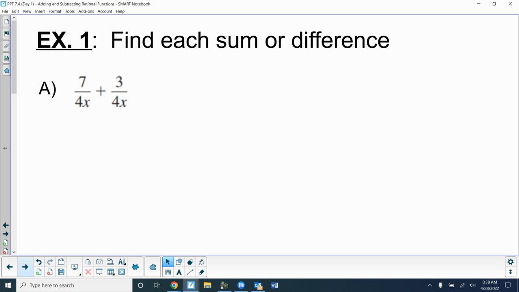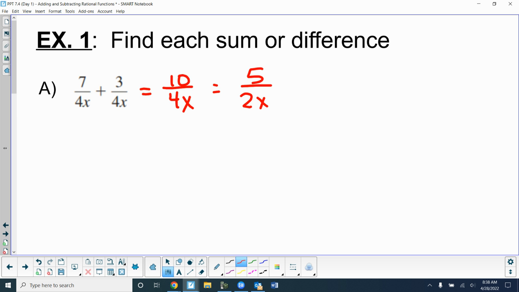You guys should know that from elementary school, right? So let's remember that. So what's this answer? Very good. 10 over 4x. 7 plus 3. Now, can you simplify that though? Yeah. What goes into 10 and 4? 2. So we should make that 5 over 2x. Because 2 goes into 4 twice. And 2 goes into 10 5 times, right? Okay, so we're still simplifying just like we did yesterday on our quiz.